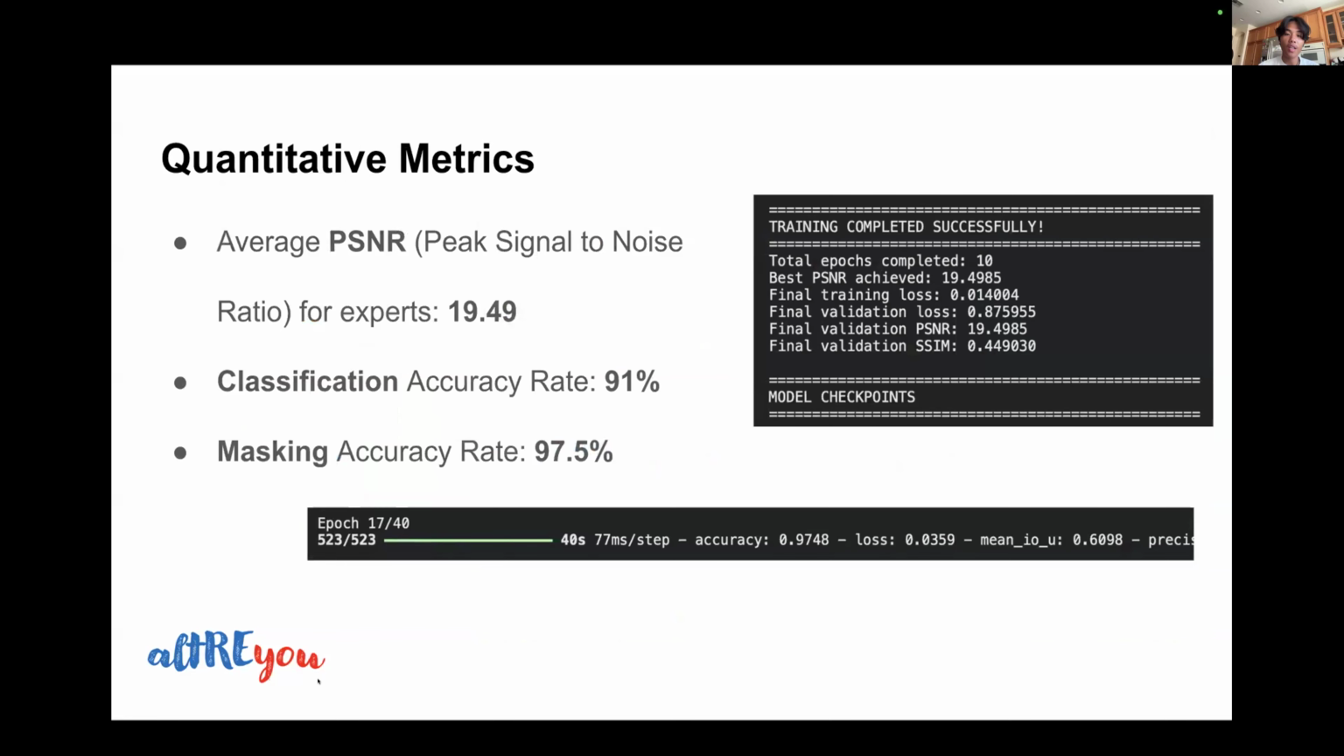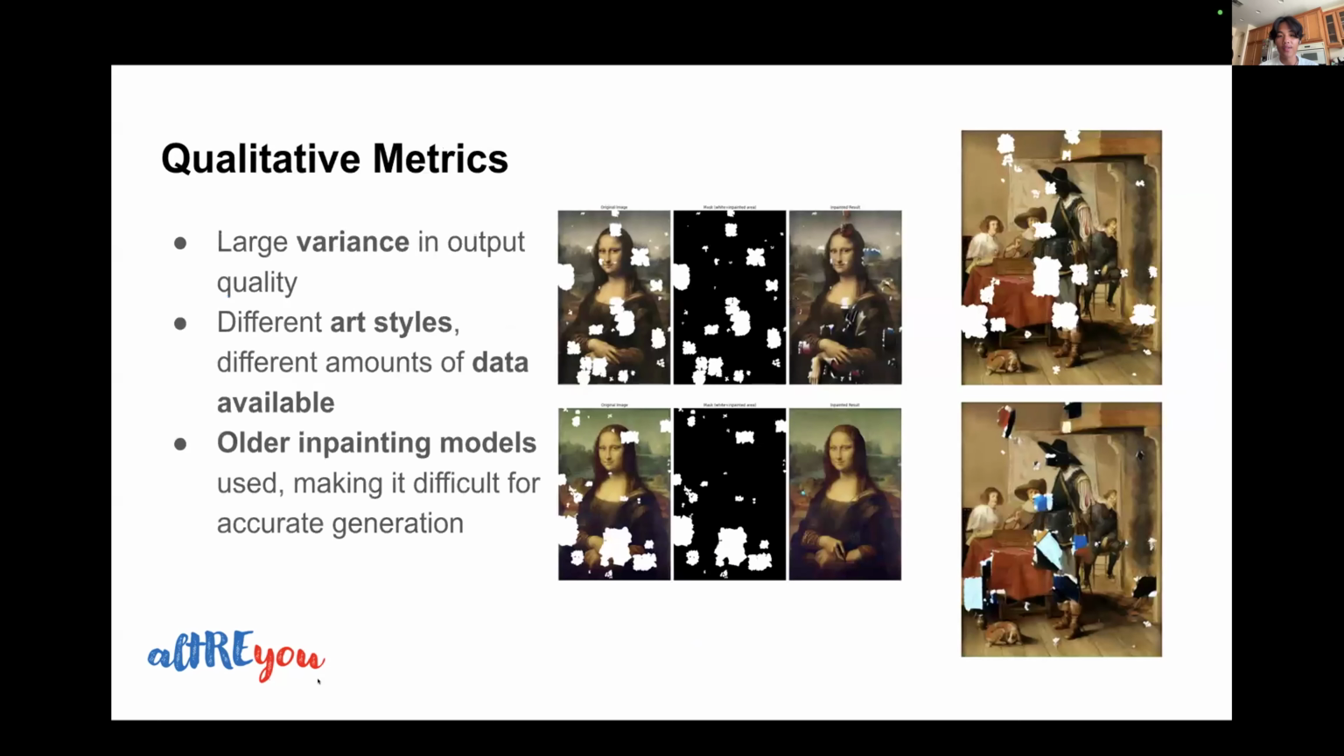We measure performance on the in-painting model using PSNR, or peak signal to noise ratio, with our average score being 19.49. For the classification and masking CNNs, we measure performance by evaluating the prediction accuracy rate for a result of 91% and 97.5% respectively. Here are some before and after examples.